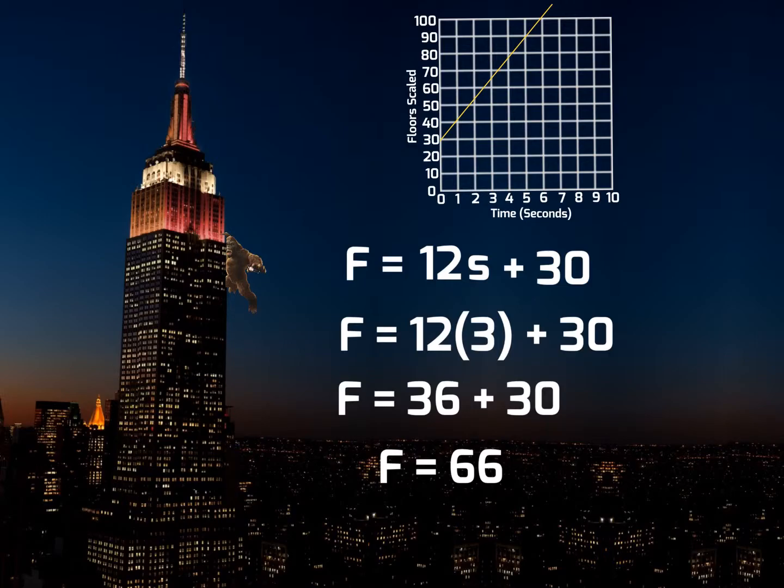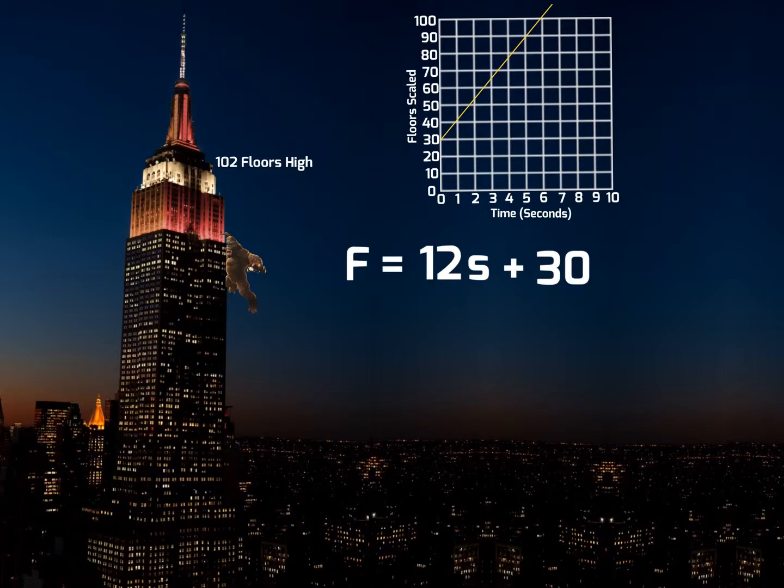We could also figure out how long it would take us to reach the top of the Empire State Building. The building itself is 102 floors high. This time we will plug in 102 as the floor number we are trying to get our equation to total. But we have to figure out the number of seconds of climbing that will make this happen. Here we need to solve the equation.